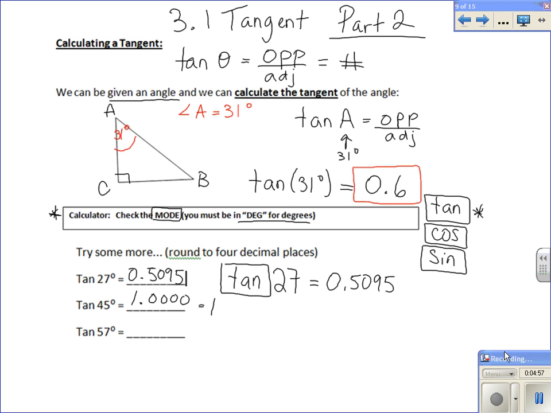Tan of 57. If I round that to 4 decimal places, I get 1.35399. Okay, that one continues on as well. So if I'm given an angle, it's really easy to calculate the tangent of that angle. I'm just going to substitute the angle in, and I'm going to use my calculator to find the tangent.